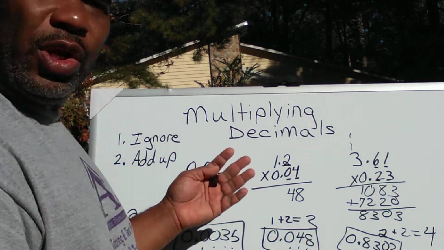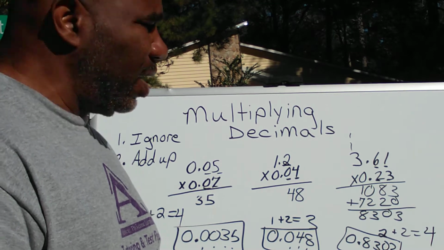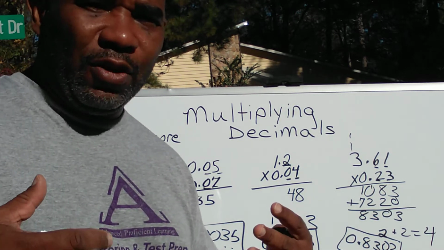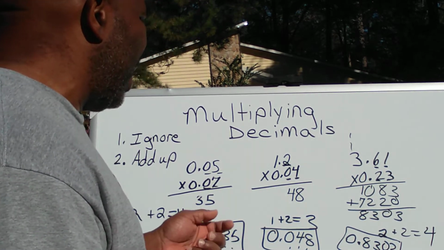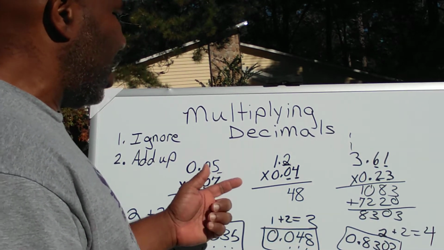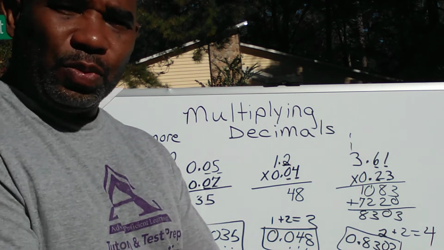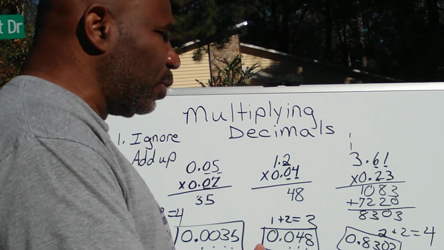You just start off with what you have, ignore the decimals up front, do your multiplication just like you've been doing since 4th grade, 3rd grade, wherever you started. And now what we're going to do is just count up the total number of places we had after our decimal and add those back in.